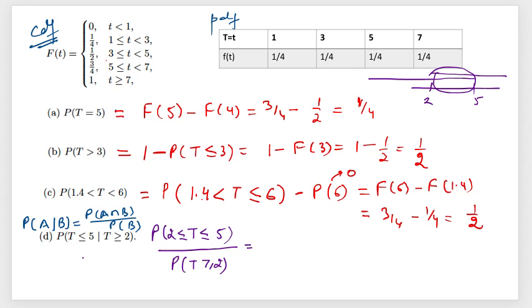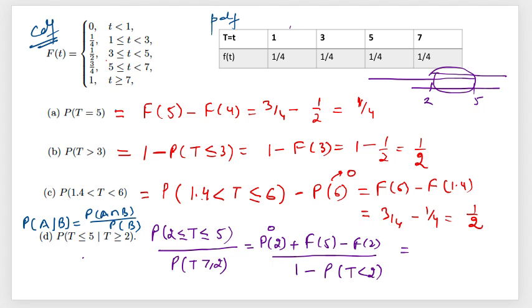If I go as per the formula, how do we write it down? Because it is discrete data, I will separate the probability of 2, and since the lower limit is included, I write F of 5 minus F of 2, divided by 1 minus the probability of t less than 2, because here you are looking for greater. Here we can observe that probability of 2 is not here, so it will be 0. So in my case, F of 5 minus F of 2 will be maintained. What is F of 5? F of 5 is 3 by 4, minus F of 2. F of 2 is 1 by 4.